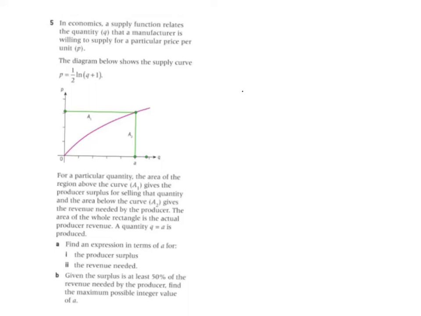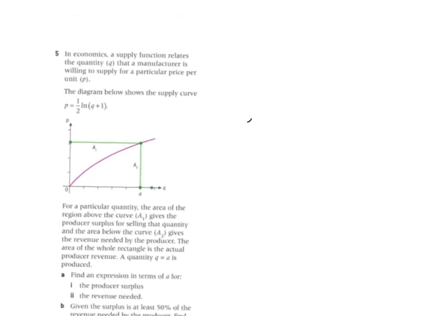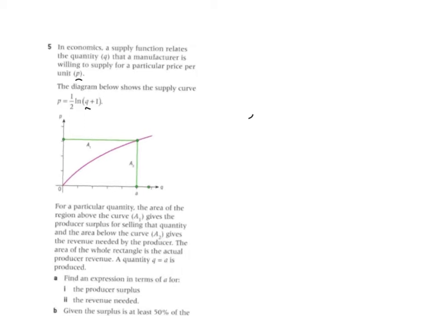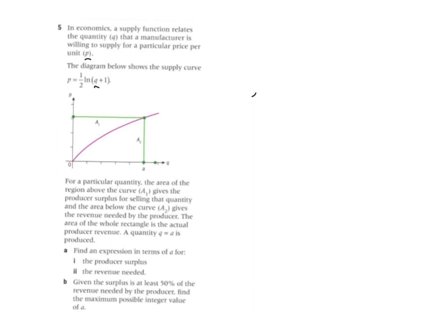So in this problem, we are asked about an economics topic: a supply function which relates the quantity Q that a manufacturer is willing to supply for a particular price per unit P. To make a long story short, I know that A1, this area here, is equal to the producer surplus. And we want to find an expression for A1 in terms of A.